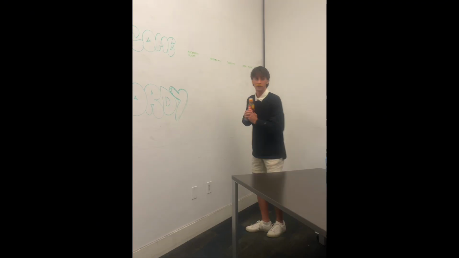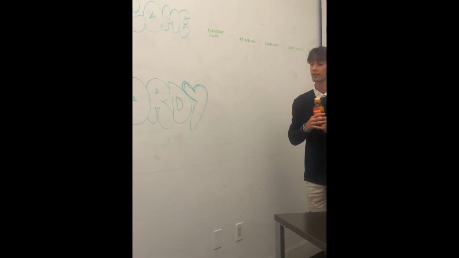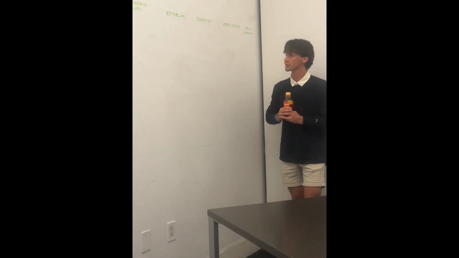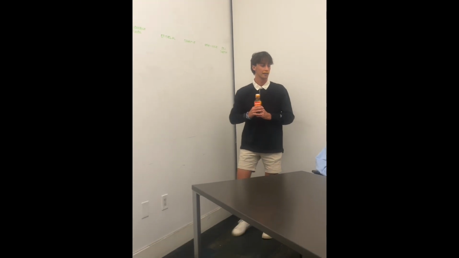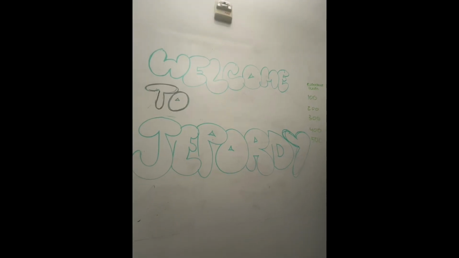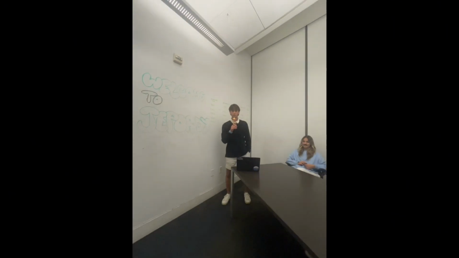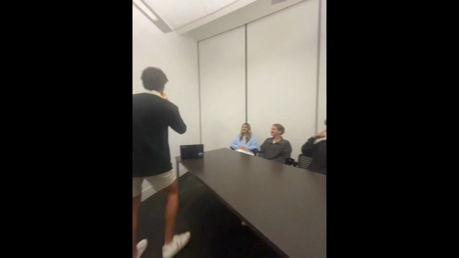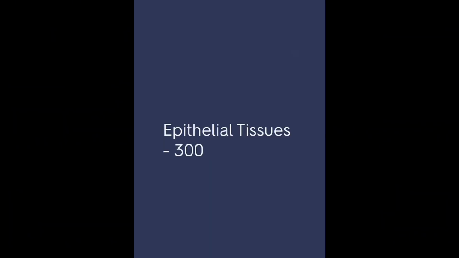We will be studying a few different topics, such as endocrine glands, epithelial tissues, connective tissue, nerve and muscle, and cell connections. Let's get right into it. Bart, we're starting off with you. What would you like to pick today? Let's go with epithelial 300. Wonderful, epithelial 300.